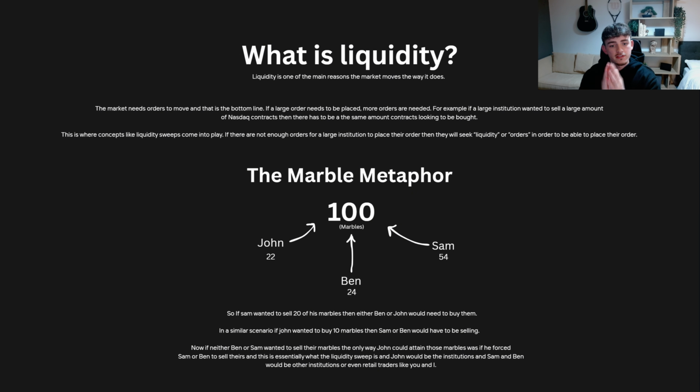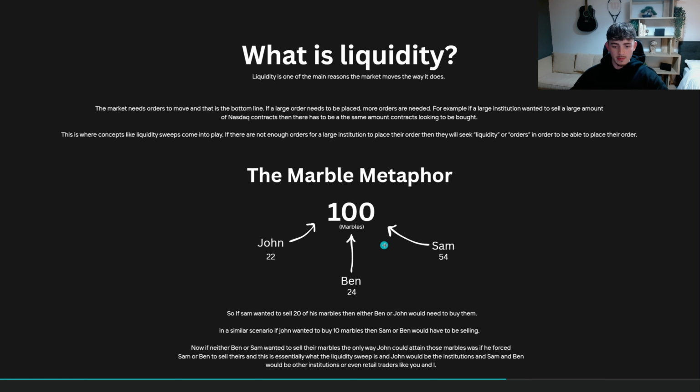Now you guys are learning it, so pay very close attention. If there are not enough orders for a large institution to place their order, they will seek liquidity, or orders, in order to be able to place their order. I came up with this marble metaphor. 3 people, John, Ben, and Sam. John has 22 marbles, Ben has 24 marbles, and Sam has 54 marbles.